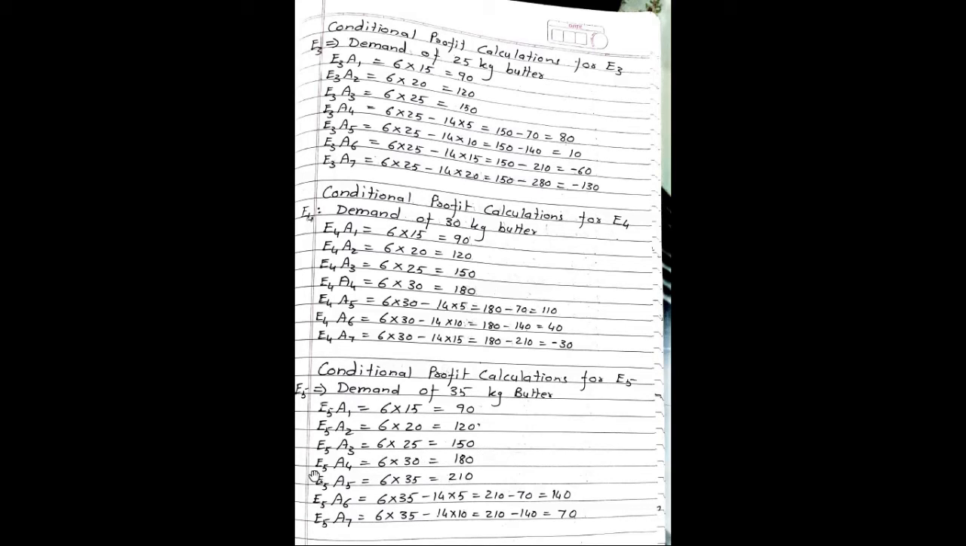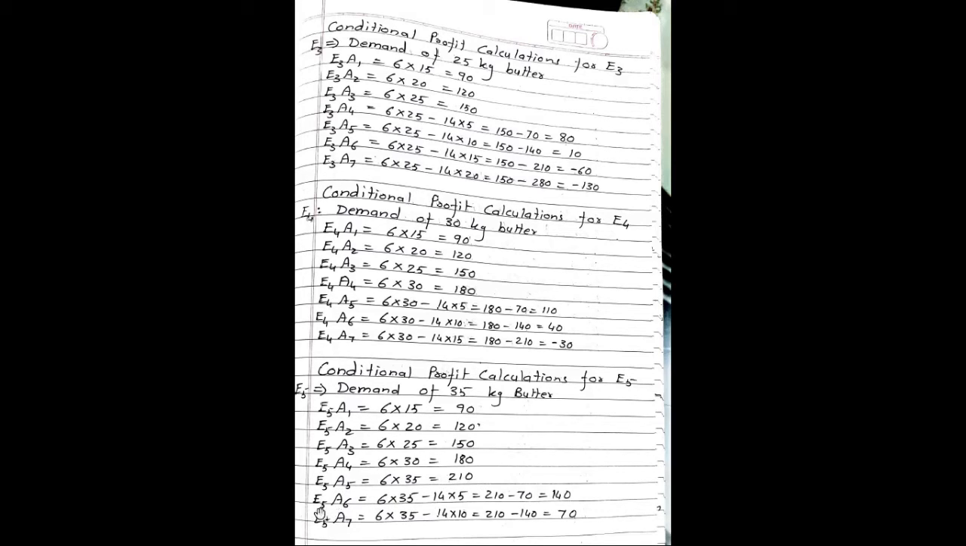E5, A4. E5 means demand of 35, but A4 is stock of 30 kg only. So 6 into 30, so answer becomes 180. E5, A5: demand of 35, stock of 35. So 6 into 35, the answer becomes 210.